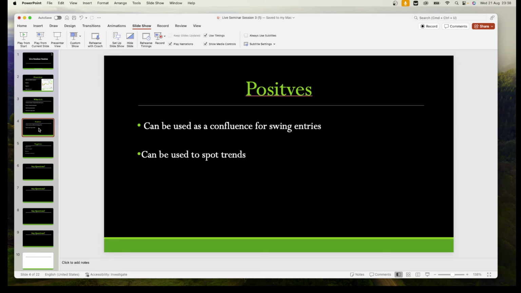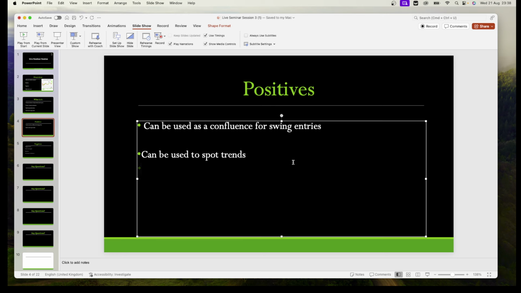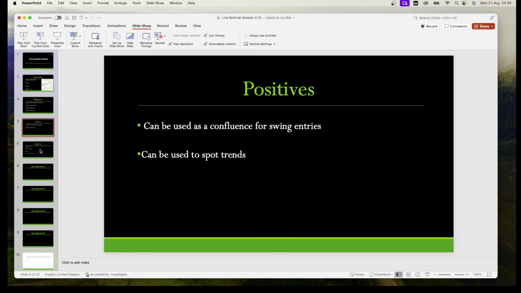So let's just discuss a few positives. A lot of people do use this as a confluence for swing entries. I highly don't recommend using it as a way to just enter on its own, because there's a lot of negatives associated with it as well, which I will discuss in the next slide. So with this, just a couple of benefits I see, again, using it as a confluence, or you can use it to spot current trends. But again, nothing too special for me.